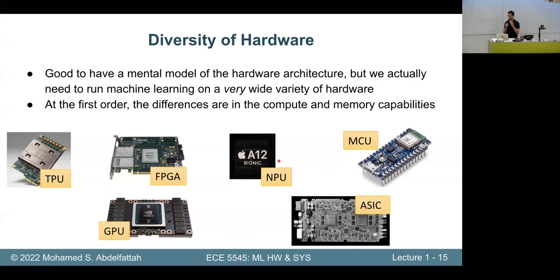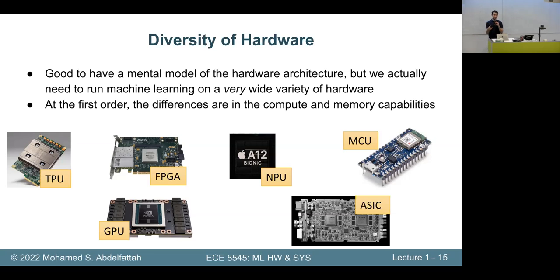I gave you this very simple mental model of hardware based on the von Neumann architecture, where you have external memory, compute, and on-chip memory. But it's good to also know that there is such a big diversity of hardware out there, ranging from a 1-watt chip, a very low power chip, all the way to a 300-watt GPU or something. There are dedicated chips doing things in a brand new way. There are non-von Neumann architectures.